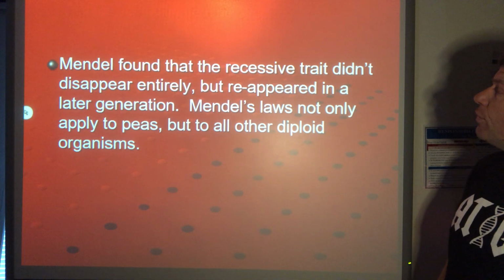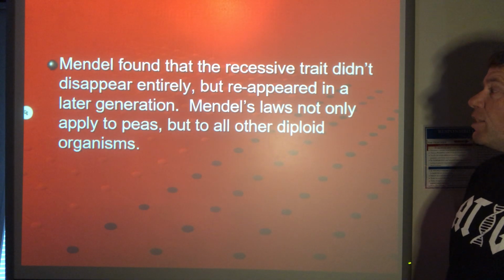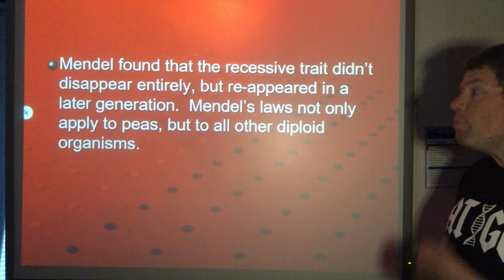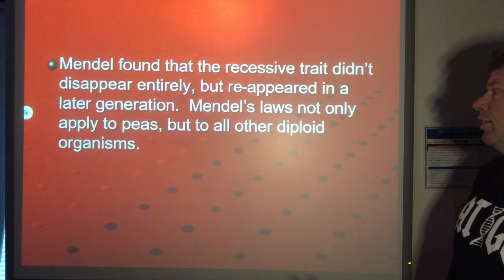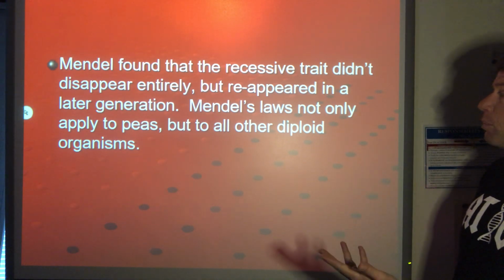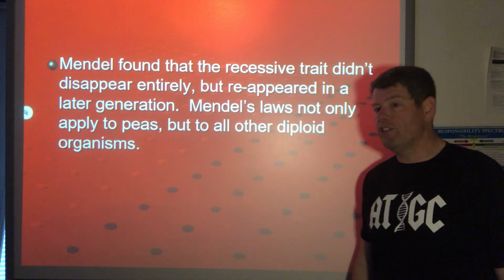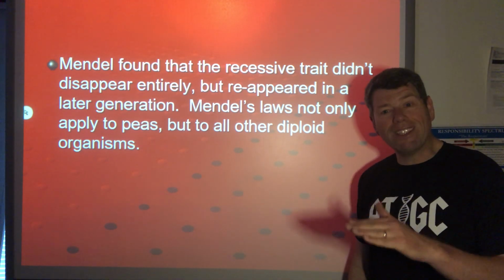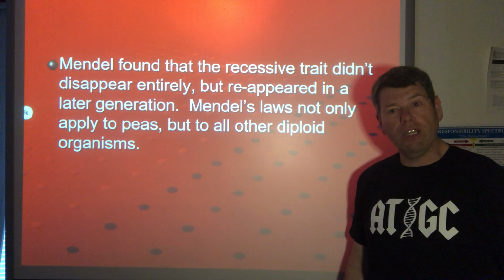Now, Mendel found that the recessive trait didn't disappear entirely. It reappeared in a later generation. And that law doesn't only apply to peas, but to all other diploid organisms. So, guys, often recessive traits skip a generation, right?